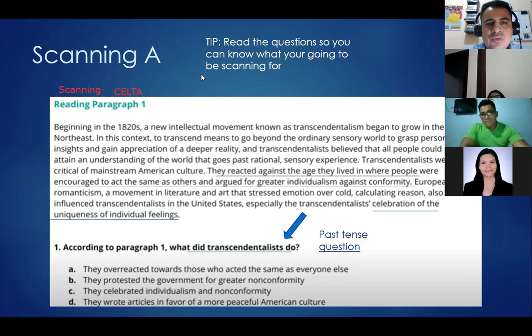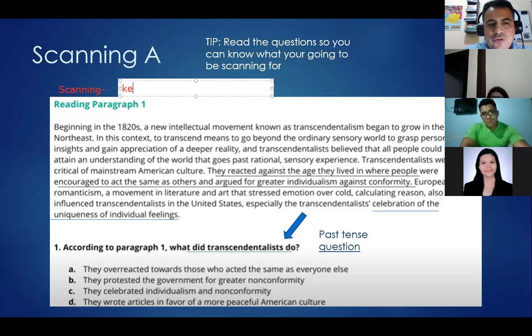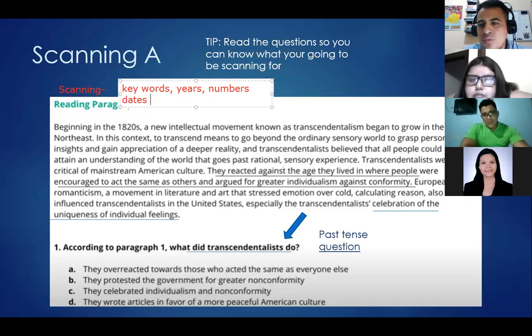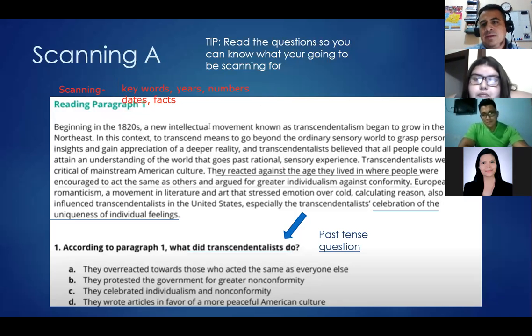Okay, so there was one question, what do we do when we're scanning here? Alguien me preguntó al inicio, I'm looking for keywords, okay? I'm also looking for years, numbers, dates, fechas, esa se me olvidó, fechas, dates. I'm looking for years, numbers, days, facts, okay? So this is what I'm doing when I'm scanning, right? I'm looking for this key information.